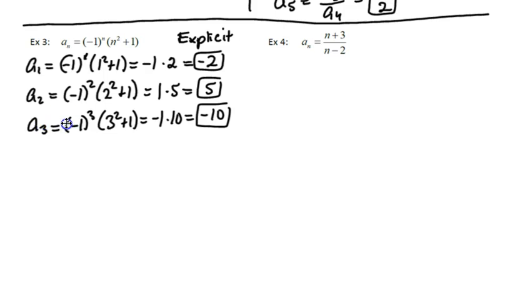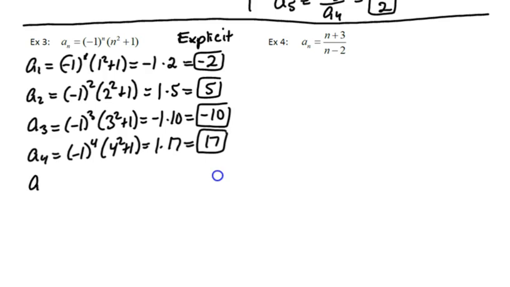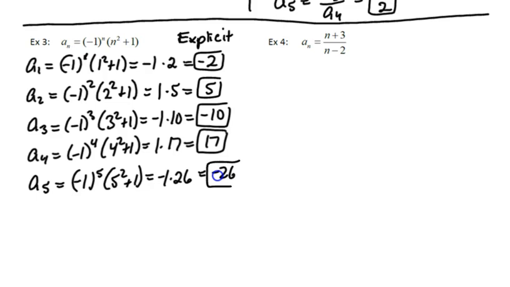Notice that when I raise -1 to an odd power, I get a -1, but when I raise it to an even power, I'm going to get a positive 1. So my terms are going to alternate signs between negative, positive, negative. The next one will be positive because I will be raising -1 to the 4th power, which is a positive 1. Then this would be 4 squared plus 1, so 1 times 17, or 17. And the last one is going to be negative again, -1 to the 5th times 5 squared plus 1, -1 times 26, -26.